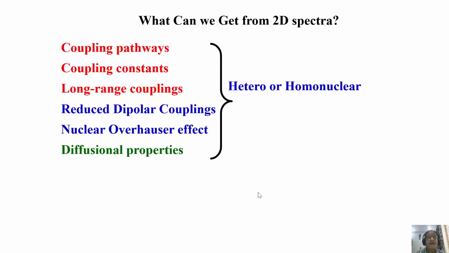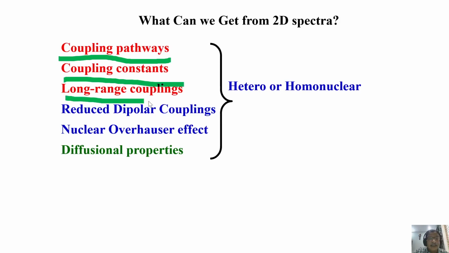Of course, there are a number of pieces of information you can extract from the 2D spectra. One, you can extract the coupling pathways, the pathway of the two spins which are coupled. You can extract the coupling constants by a resolved type experiment. You can get the coupling, homo or heteronuclear, in one dimension and chemical shift in the other dimension. You can get long range couplings.